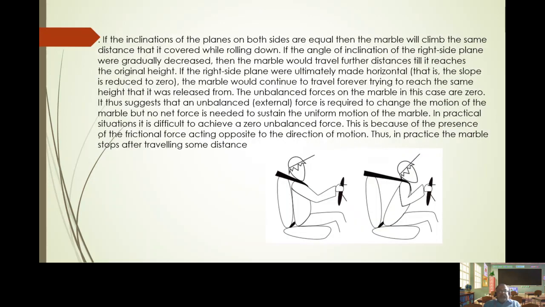If the inclinations of the planes on both sides are equal, then the marble will climb the same distance that it has covered while rolling down. If the angle of inclination of the right plane is gradually decreased, the marble will travel further distances to reach the original height. If the right side plane were ultimately made horizontal, that is, the slope is reduced to zero, the marble would continue to travel forever, trying to reach the same height from which it was released.